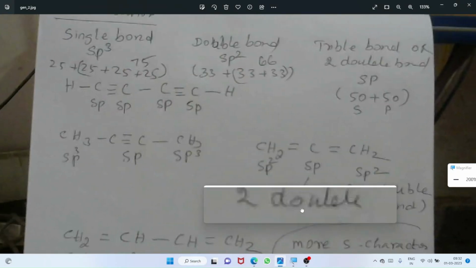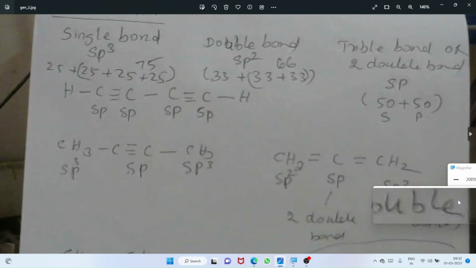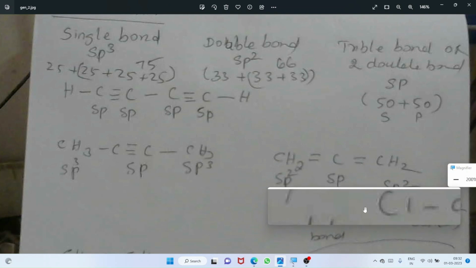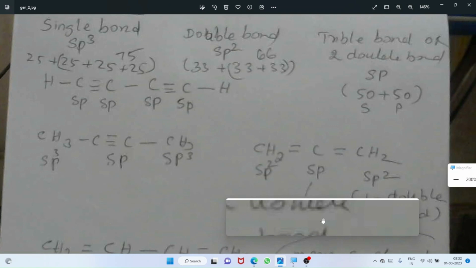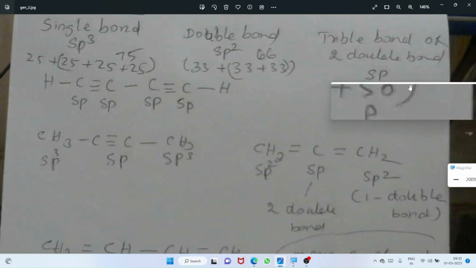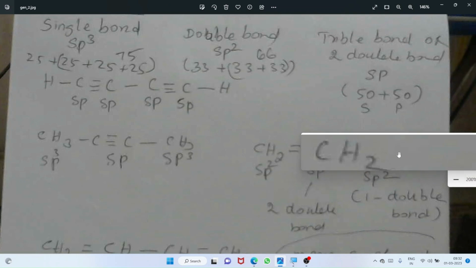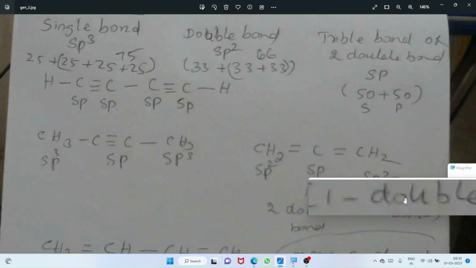This is hybridization. When you have a carbon single bond, you will have the sp3 hybridization. When you have only one double bond, you will have the sp2 hybridization. When you have a triple bond or two double bonds, you have sp hybridization. So in sp hybridization, we have 50% S character and 50% P character.